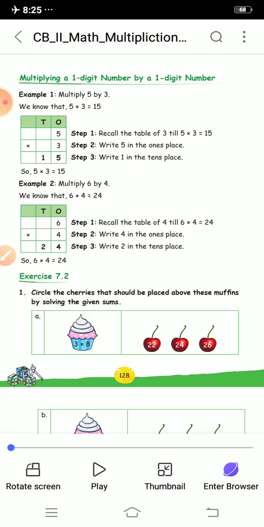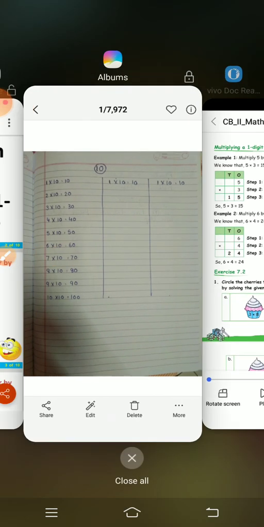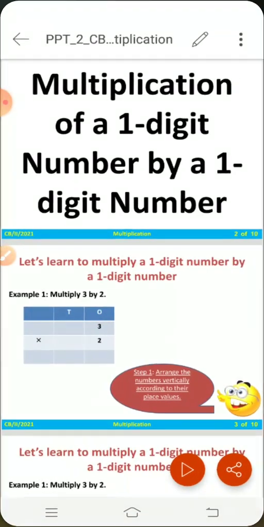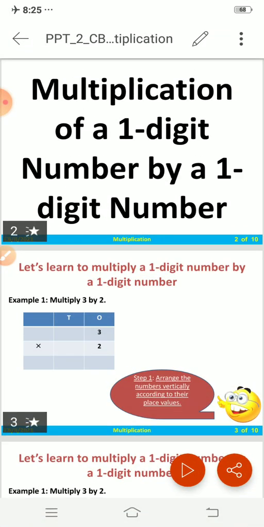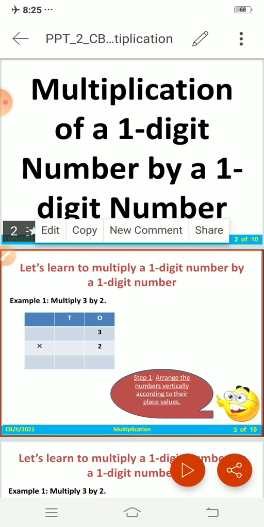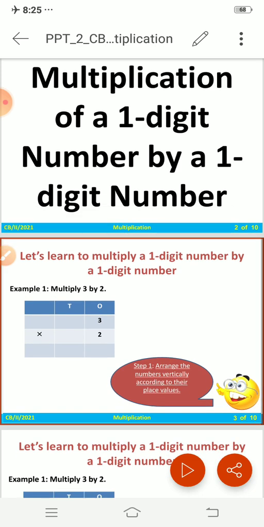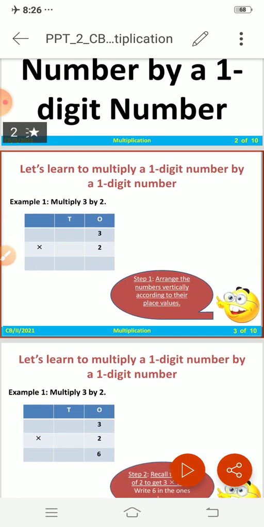And the tens place will be empty. Okay, children. Okay, wait a second. Okay. So now we will learn it in more detail. So now we are going to learn multiplication of a one digit number by a one digit number. So now let's learn to multiply a one digit number by a one digit number.